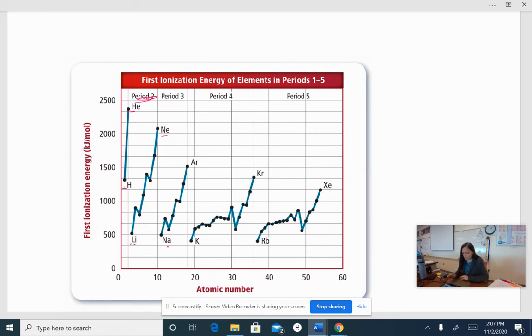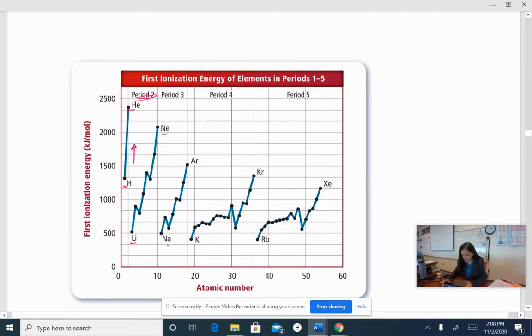So we are going from left to right across these rows. And notice as we go from left to right, each of these rows, the ionization energy increases. Okay? So what we can say is as we travel from left to right across the periodic table, our ionization energy tends to go up and up and up. Okay? So let's look at this also.